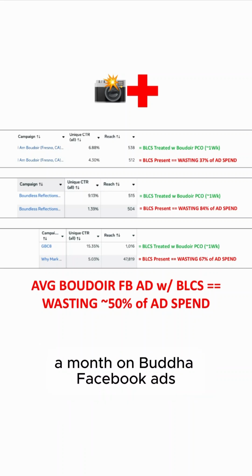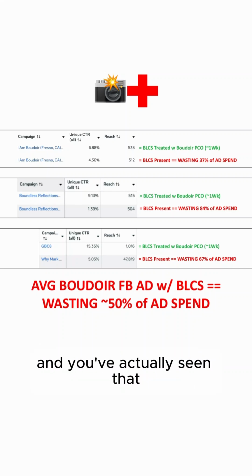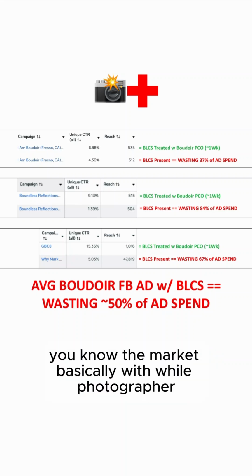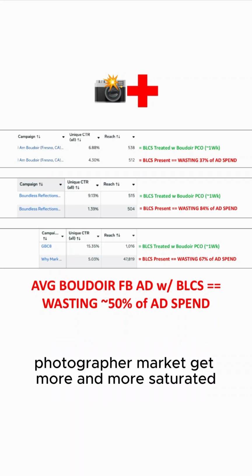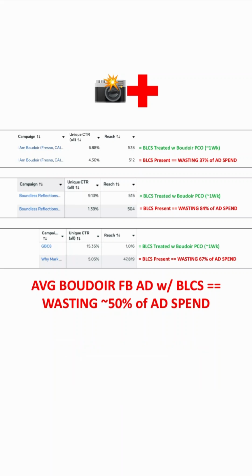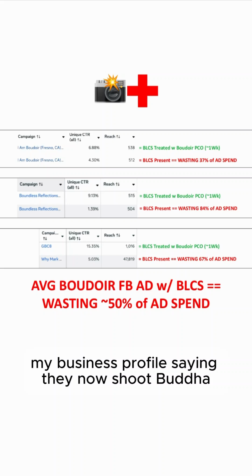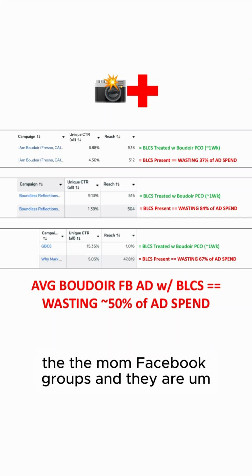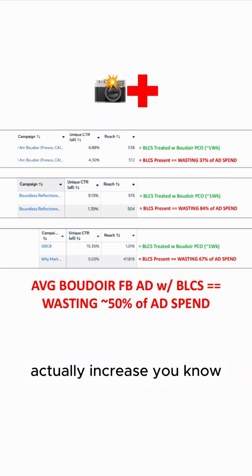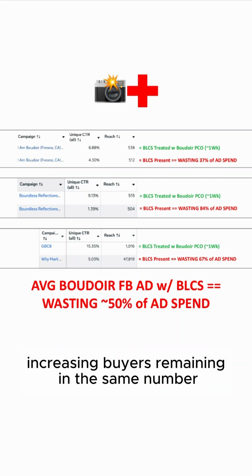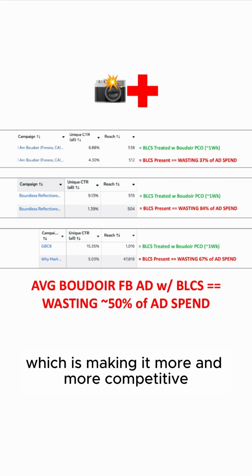and you're spending more than 10 grand a month on Boudoir Facebook ads, and you've seen the Boudoir photographer market get more and more saturated day by day. Seems like every time someone gets a new iPhone, someone's throwing up their Google My Business profile saying they now shoot boudoir, or they get a new camera. They're posting in the mom Facebook groups, and the supply of boudoir photographers is increasing, buyers remaining the same number, which is making it more and more competitive, harder to stand out.